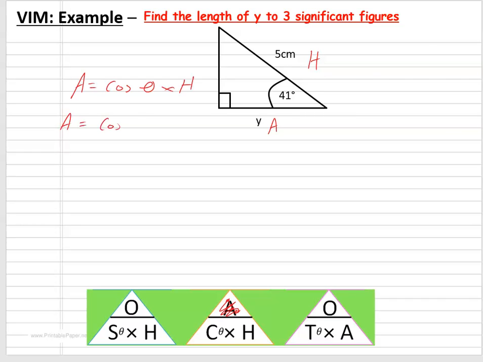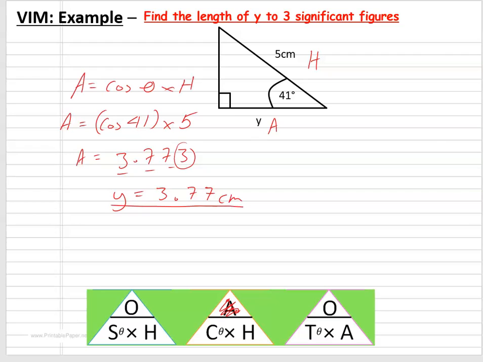So A equals cos 41, and multiply that by 5. So A equals 3.77. If we write it out as they said, so y equals 3.77, 3 significant figures: 1, 2, 3. The 7 will stay the same, so 3.77 centimeters. Okay, so please press pause while you copy that down.